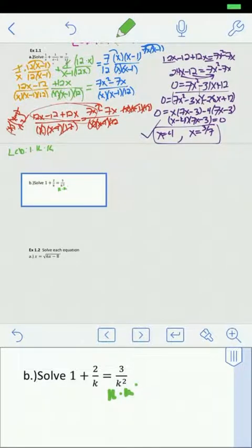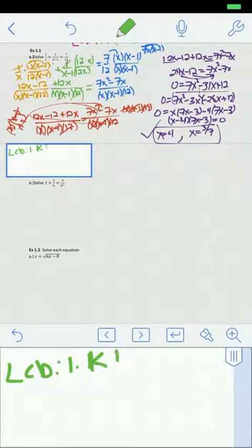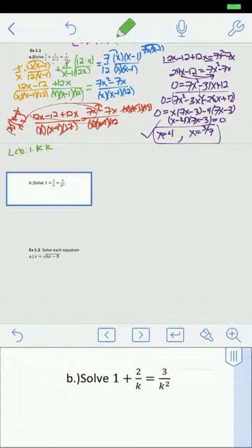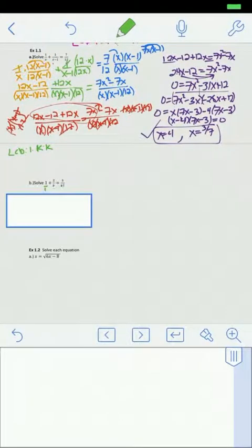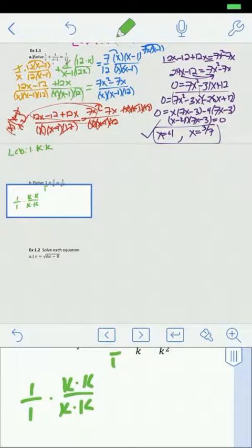This one already has a k, right? So, sorry. When I write down my LCD, I want to write down 2 k's at most. I'm treating it in my factored form. And this is 1 over 1. So let's take our first term, 1 over 1 times, let's see, what's it missing? K over k, or k times k over k times k. It's missing the 2 k's.